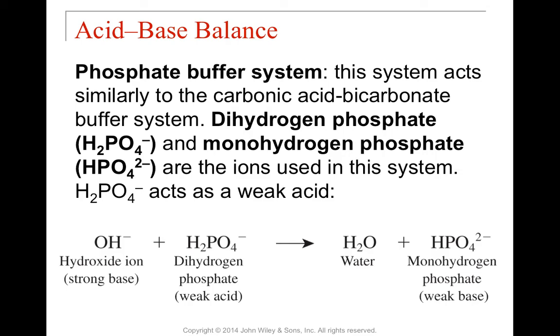Another buffer system we have in our body is the phosphate buffer system. It's going to act very similar to what we just saw with the carbonic acid bicarbonate buffer system, but instead of using carbonic acid and bicarbonate, we're using two other molecules, which are called dihydrogen phosphate, which is H2PO4 negative, and monohydrogen phosphate, HPO4 negative.